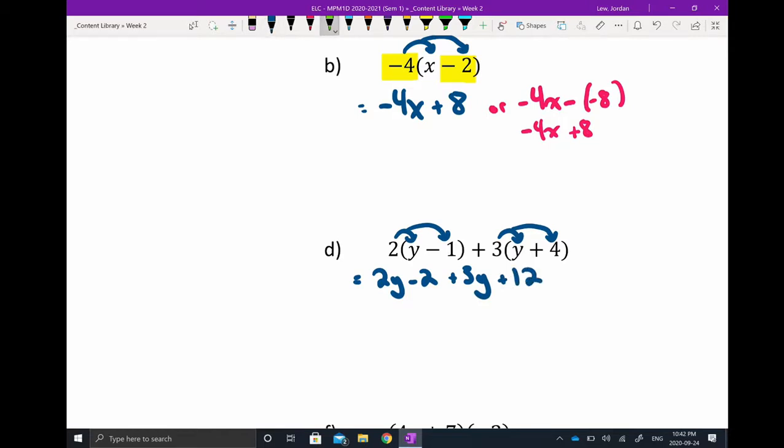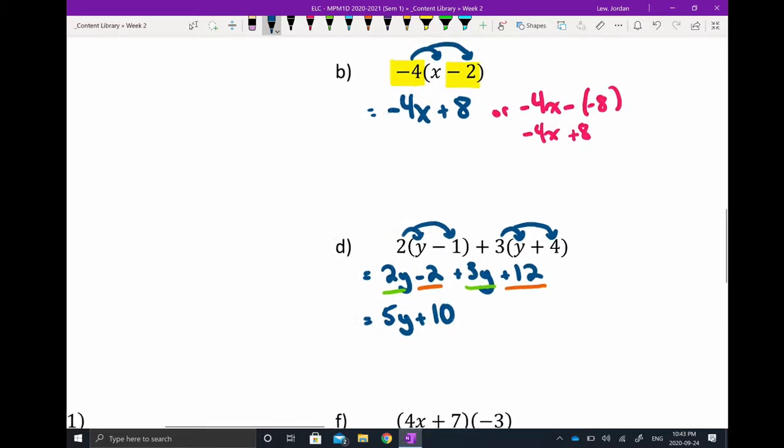Now I can go through and collect my like terms. So I have my y's that are similar, and my numbers, or just constants. So 2y plus 3y is 5y, right? So remember, you're collecting like terms. And negative 2 plus 12 is positive 10. So in this example, here we have an example where we've expanded by multiplying to get rid of the brackets, and then we've simplified by collecting like terms.